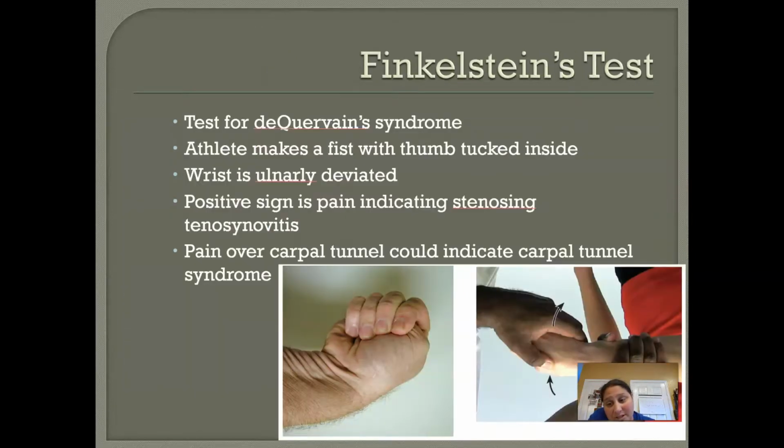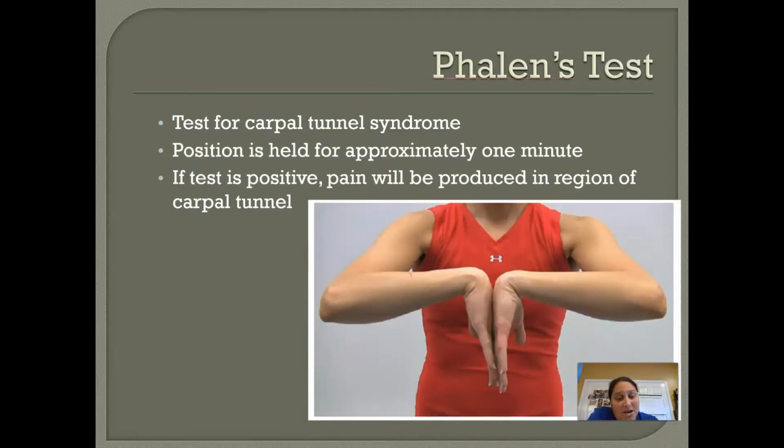There's a couple special tests specifically for the wrist and hands. One is Finkelstein's test, which tests for de Quervain syndrome, where the patient makes a fist with the thumb tucked inside, and then you ulnar deviate. A positive sign is pain and indicates tenosynovitis. Pain over the carpal tunnel could indicate carpal tunnel syndrome, or we could do the Phalen's test, where we have them put the backs of their hands together and leave it there for about a minute.